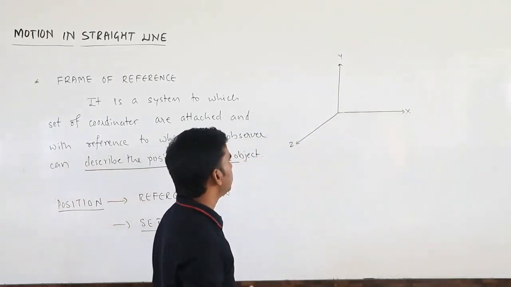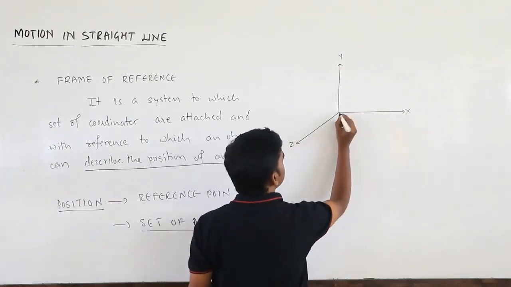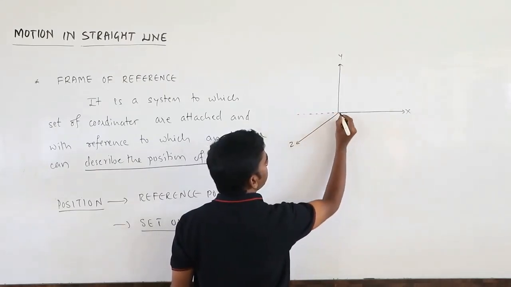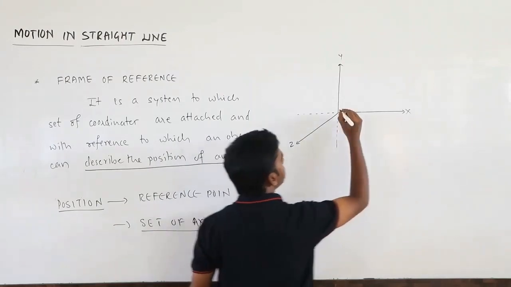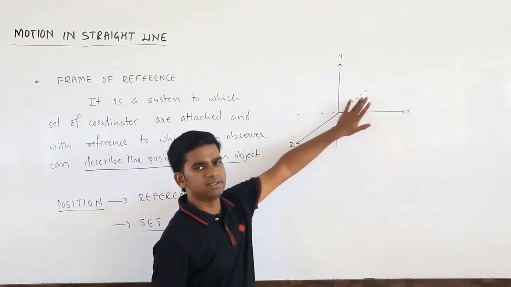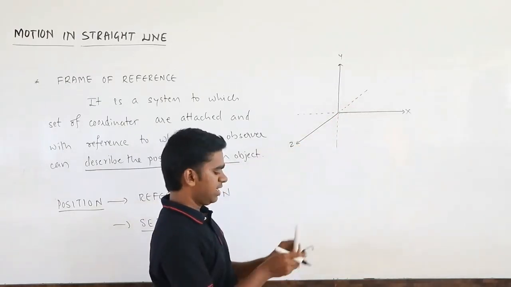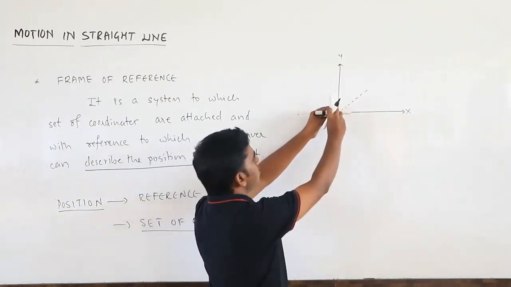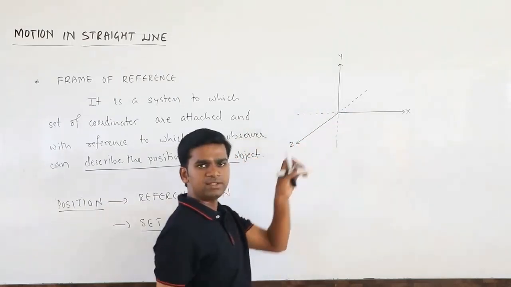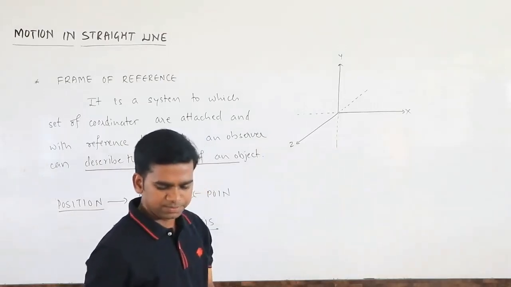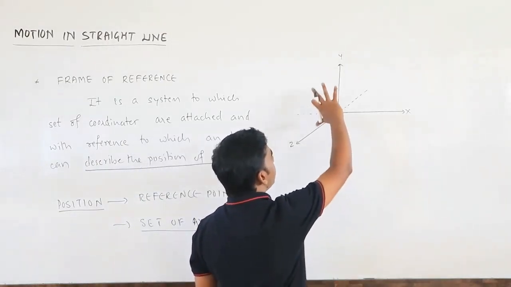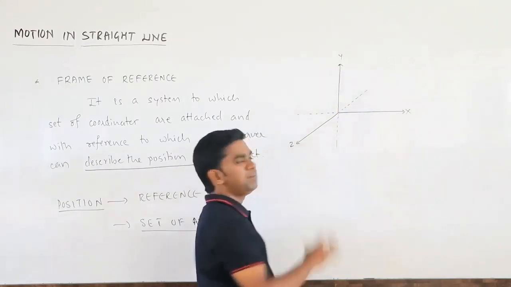It doesn't mean that they are in only one direction. They are there here also, which we can take as negative. We will discuss that later. Don't worry about these dotted lines. So they are like this: this is the y-axis, this is the x-axis, and this is the z-axis. So what we have considered is the rectangular system of three perpendicular axes.